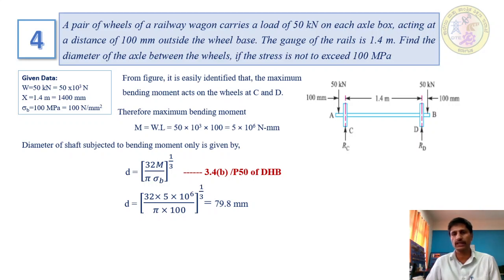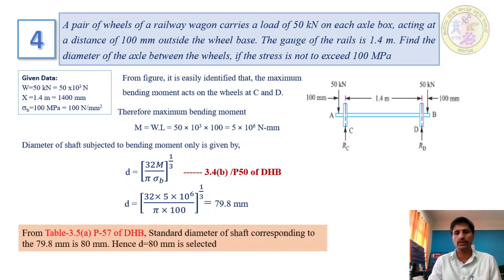We have to refer to Table 3.5, page number 57 of DDHB. By doing that, we are going to select the standard diameter. The standard diameter of the shaft corresponding to 79.8 millimeter is 80 millimeter. Hence, D is equal to 80 millimeter is selected.